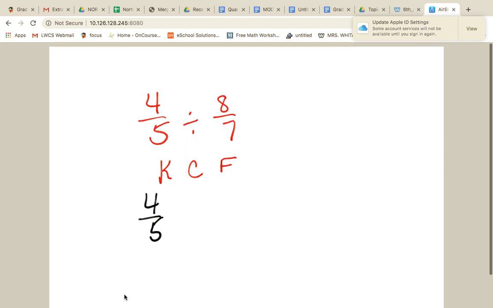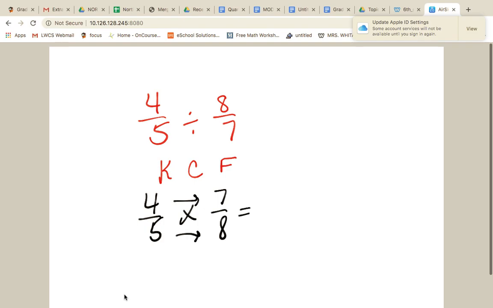The next thing you had to know was to divide with fractions. So if I had a problem such as 4/5 divided by 8/7, on this we have to do something called keep, change, and flip, or keep, change, reciprocal. And so we rewrite the fraction as 4/5 times, or multiplied by, 7/8.